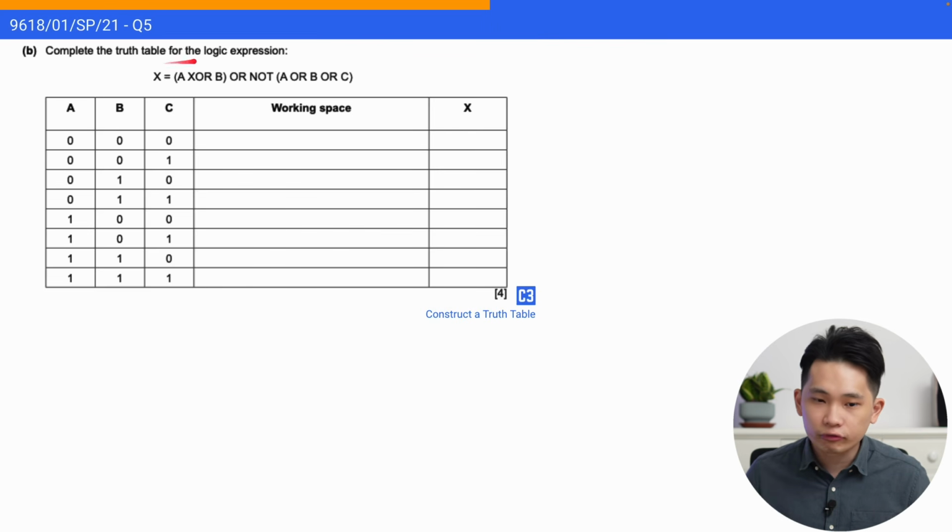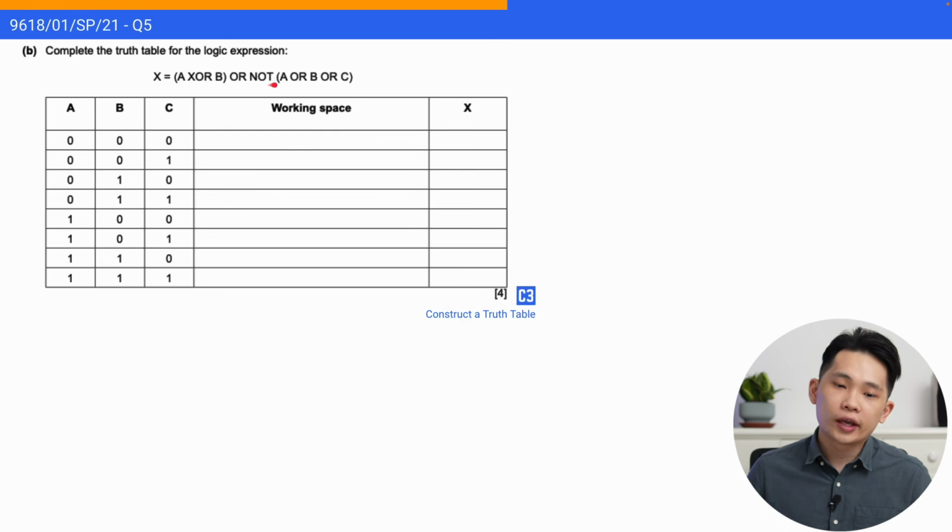It looks a bit complicated at first, but once you know the trick, it's actually not that difficult. And now let's look at the last question for this paper here. Complete the truth table for the logic expression. X is equal to A or B or not A or B or C.